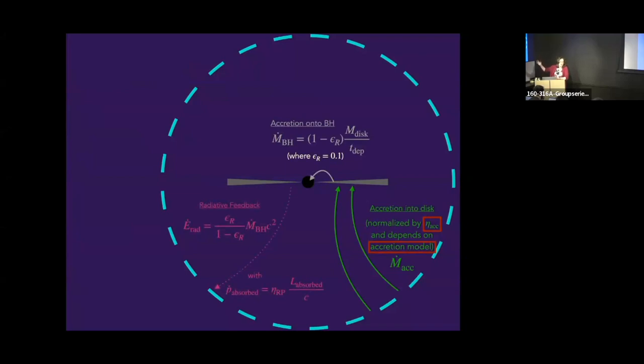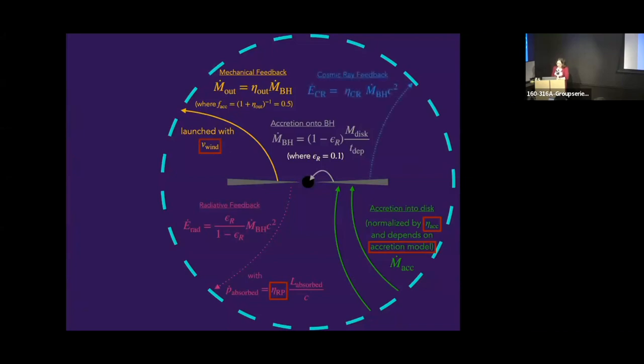in a number of different ways, either as radiative feedback with radiation pressure parameterized by some efficiency that describes the momentum boost, mechanical feedback in the form of physical winds, which are launched from the disk with some velocity, which is unknown at that scale we can resolve. And also feedback from cosmic rays, which are generated with some unknown efficiency.